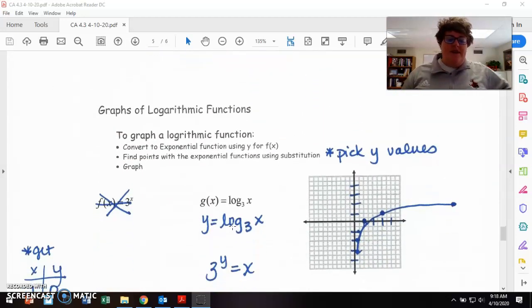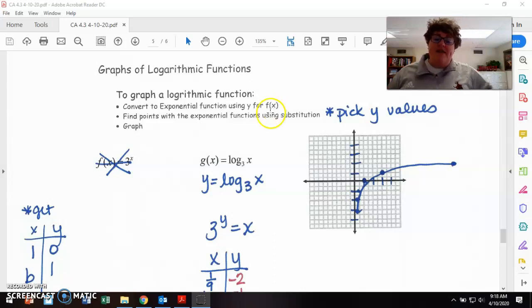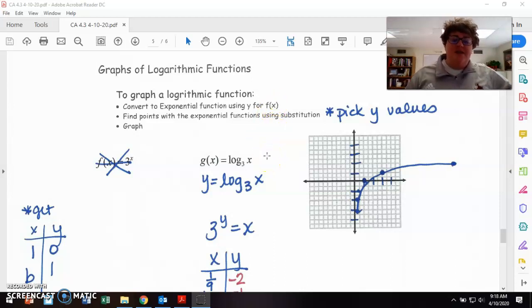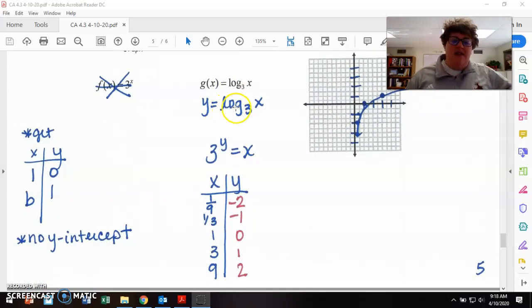Now we can also graph these, and the thing about graphing these is to graph, you want to convert to an exponential function using y for f of x, and then find points, so pick y values instead of x values, and then substitute in and solve. So change y equals log base 3 of x to an exponential, 3 to the y is equal to x, and pick y values and substitute in and get your x values.